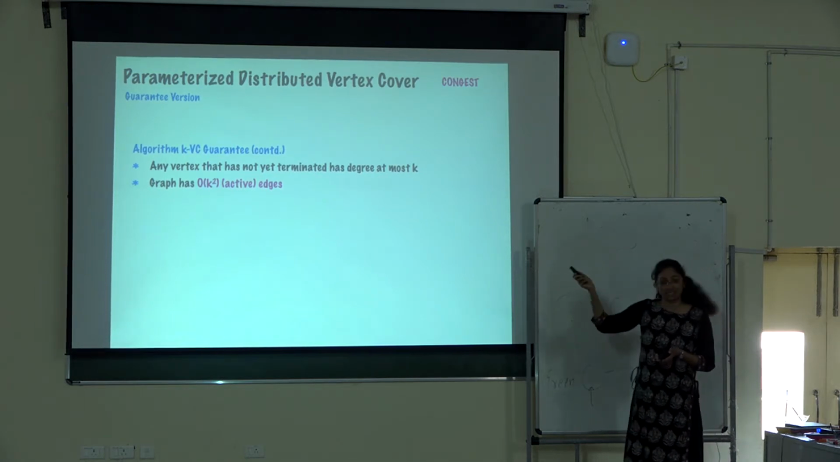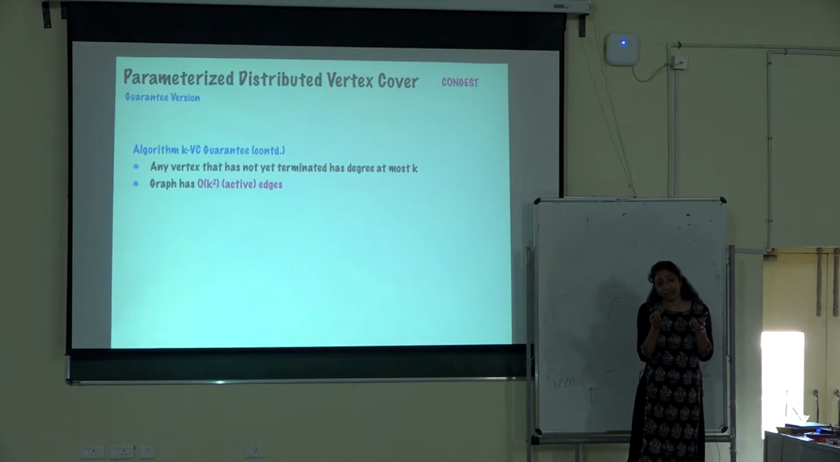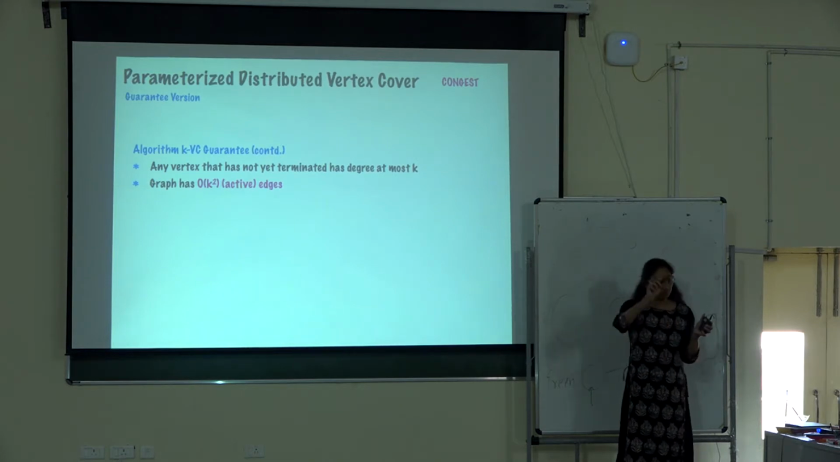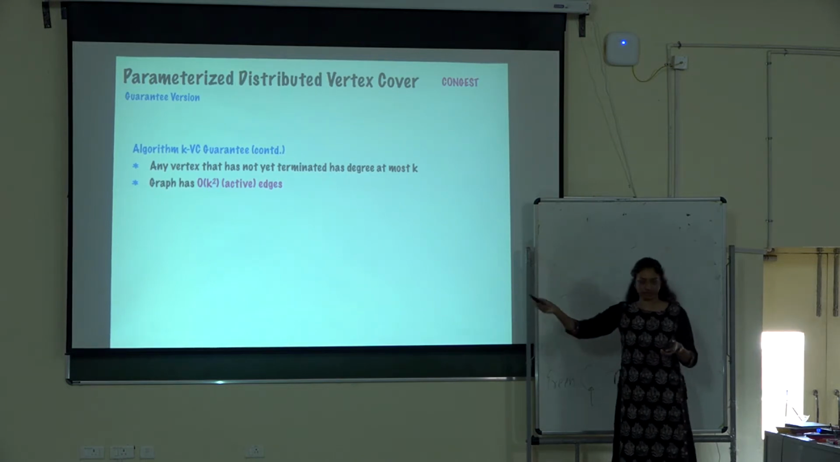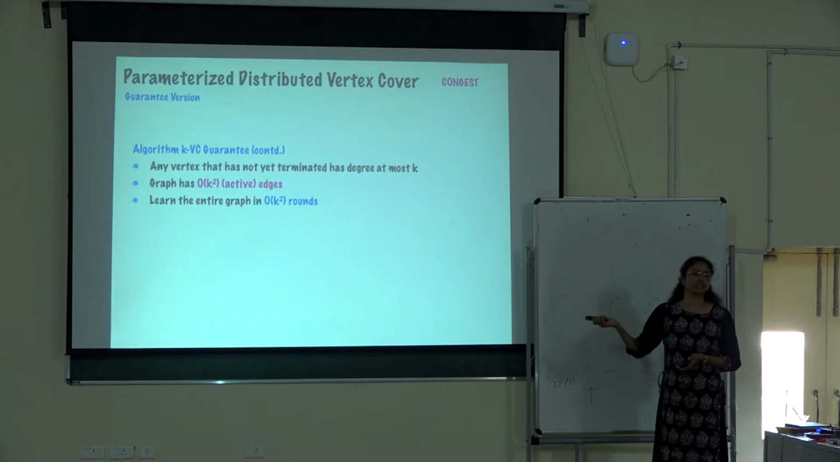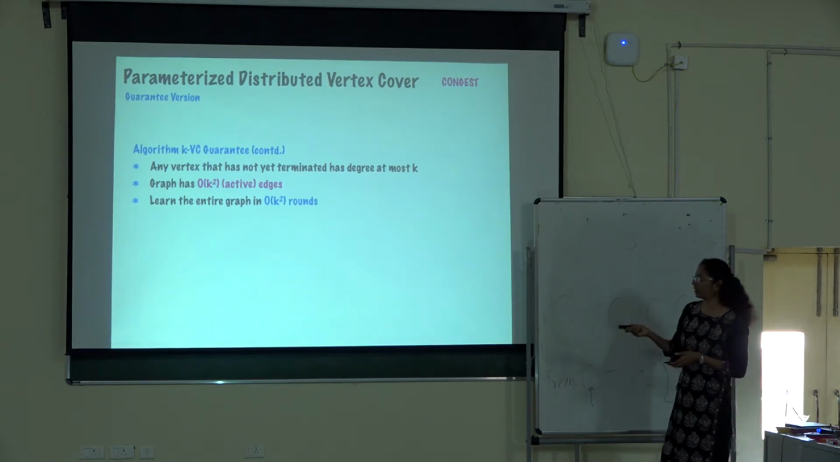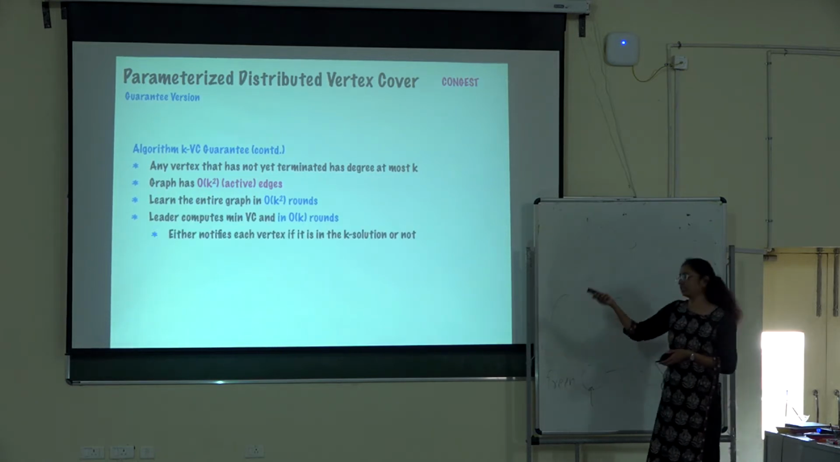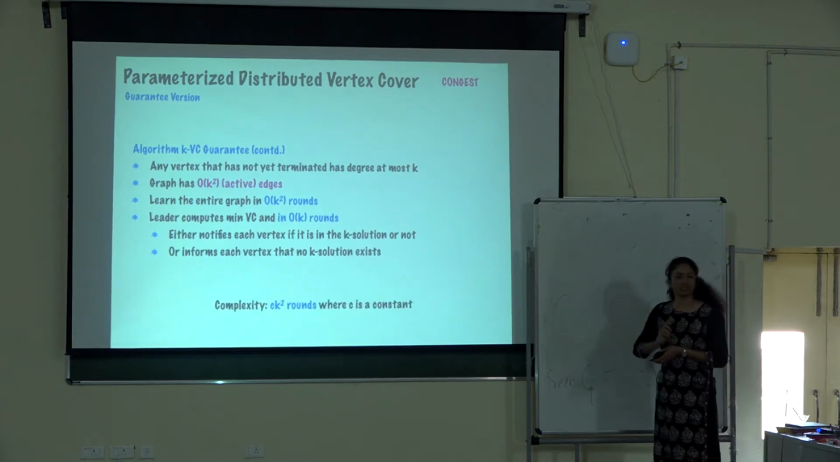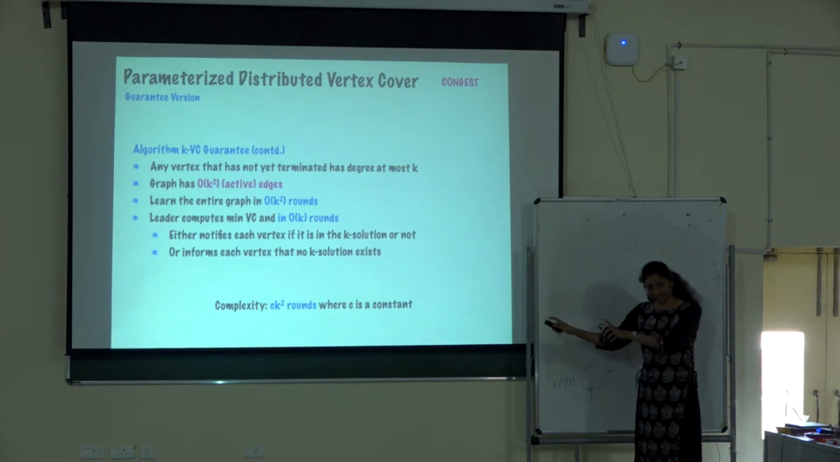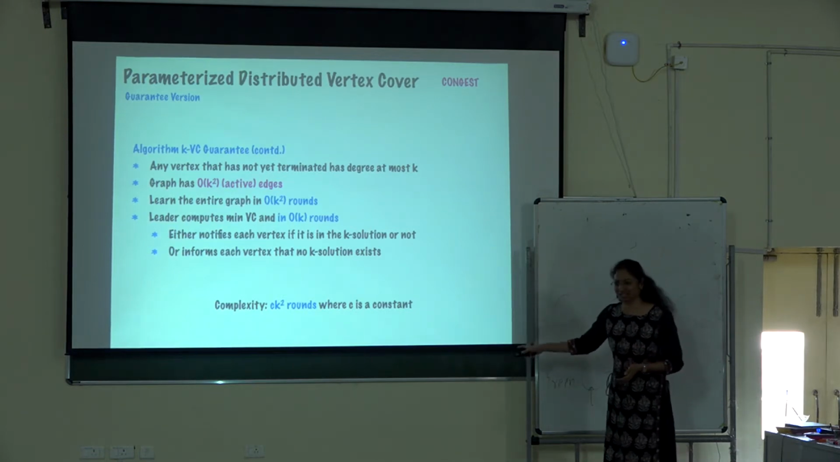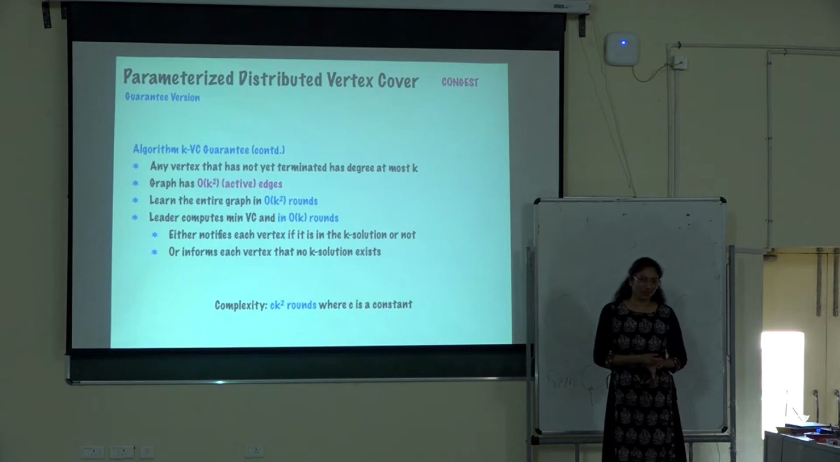Now the size of the graph that you want to learn is less. Still the input graph size is huge, but you don't need to learn the input graph. You only need to learn a subgraph, which is this subgraph. So that takes k square edges. Same usual algorithm: the leader will compute a minimum vertex cover and again notify each vertex in this solution. But the catch is that we have assumed that there is a k vertex cover, which of course is not a reasonable assumption. So we need to remove the assumption.